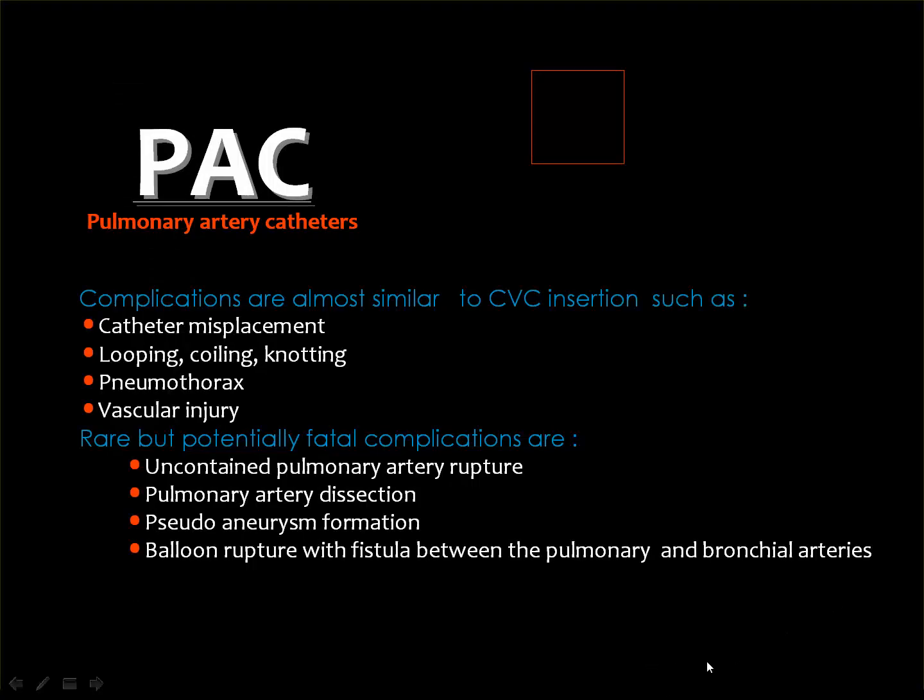Then what are the complications of the catheter? They are similar to the central venous line complications, including misplacement of the catheter, either too far or here from the usual position, looping, coiling, or knotting, pneumothorax due to injury of the pleura while introducing the catheter, and vascular injury, either the vein or the adjacent artery. And there are rare complications, but they are potentially fatal, such as the development of pulmonary artery rupture, pulmonary dissection, and the development of pseudoaneurysm or a rupture of the balloon of the catheter with development of pulmonary and bronchial artery fistula.